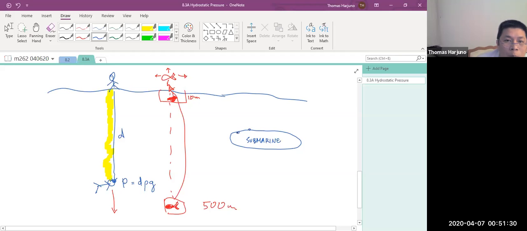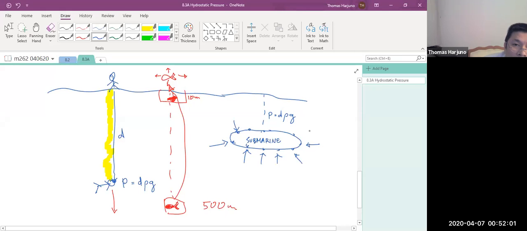Then every point on that submarine, especially at the shell of that submarine, should be able to sustain the pressure, which is D times rho times g. And don't forget, the rho is not the rho of the water, it's seawater, right? Now, the pressure will try to crush this submarine from every direction.